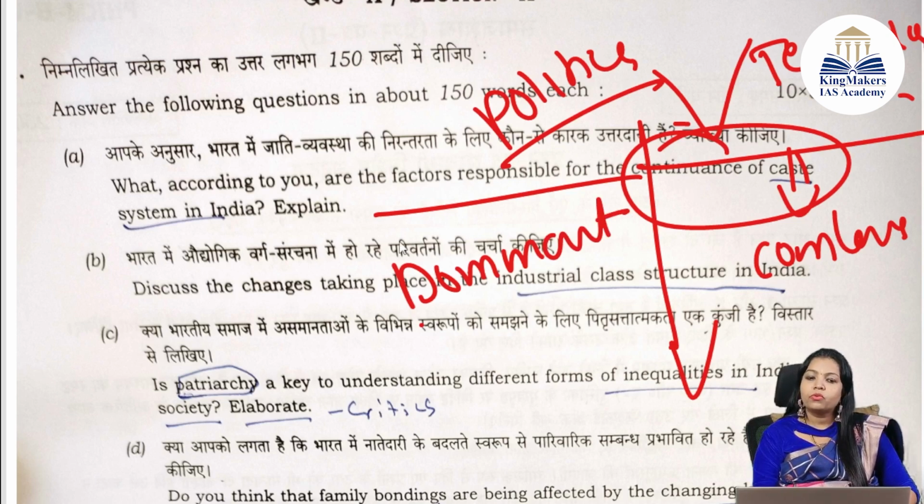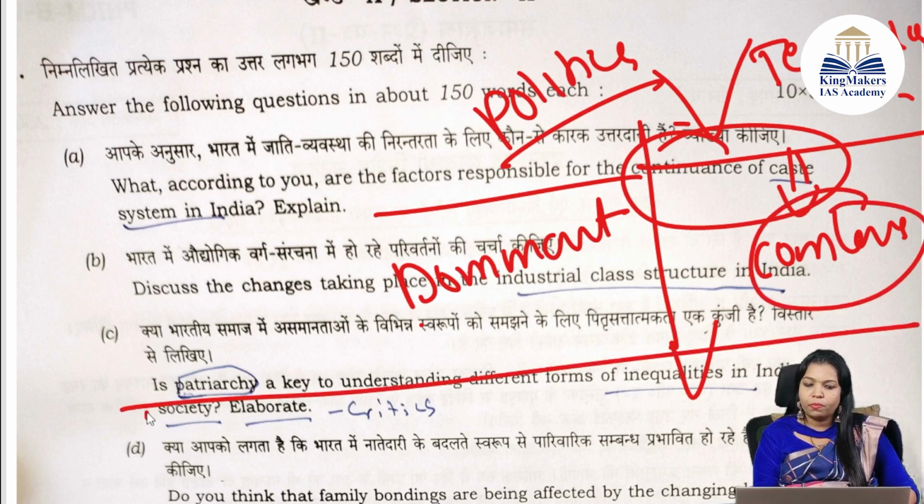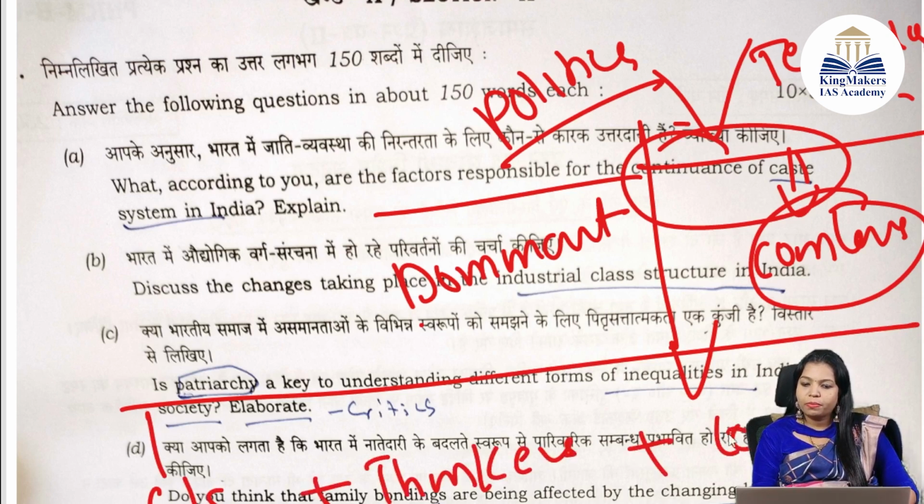So who are the thinkers you will bring here? As I said, M.N. Srinivas: the concept of dominant caste, Westernization, then Sanskritization. Because of that the caste system changes but is still continuing. Contemporary time also you have to add. So your answer structure would be Indian society plus thinkers' contributions plus contemporary time and its effect. This is how questions should be attempted.